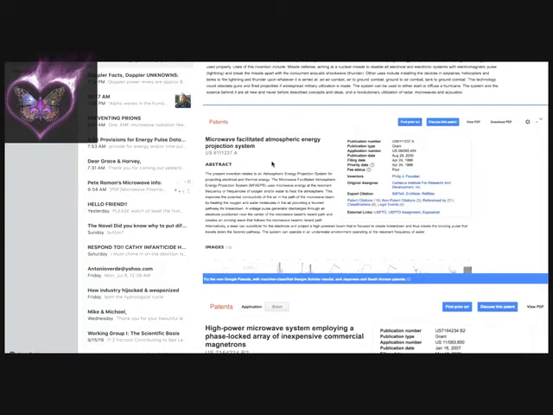Microwave Facilitated Atmospheric Energy Projection System, patent US 6111237A. Abstract: the present invention relates to an atmospheric energy projection system for projecting electrical and thermal energy. The microwave facilitated atmospheric energy projection system uses microwave energy at the resonant frequency or frequencies of oxygen and or water to heat the atmosphere. This improves the potential conductivity of the air in the path of the microwave beam by heating the oxygen and water molecules in the air, providing a favored pathway for breakdown.